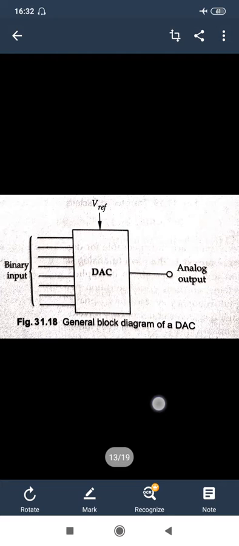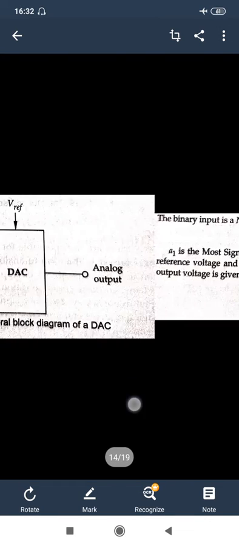So it shows the general digital to analog converter output. It is shown by an equation relationship. When we talk about the relationship between input and output, the binary input is an n-bit digital word, shown by B in, which is nearly equal to A1 2 to the power minus 1 plus A2 2 to the power minus 2, and so on up to An 2 to the power minus n.